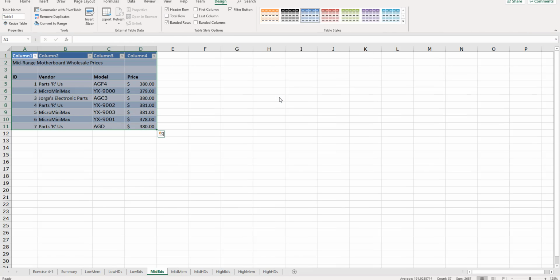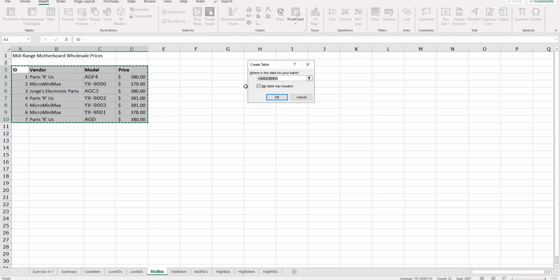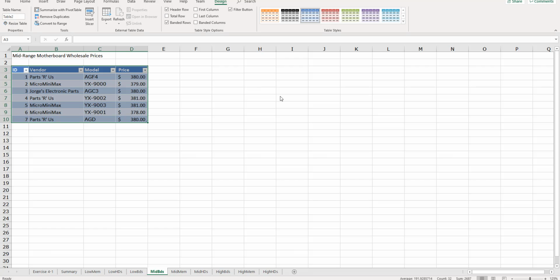Now actually, before I do that, I just made a little mistake, just Control Z that. It should really, don't include the title, sorry. So if you do this, insert table, table for that, go okay. And then you can see there's table name here. So I'm just going to give it the same name, mid BDS, the same name that was there. So the motherboard's there. Okay.